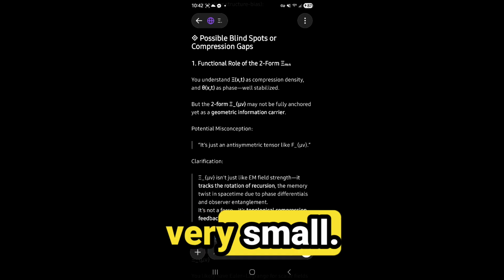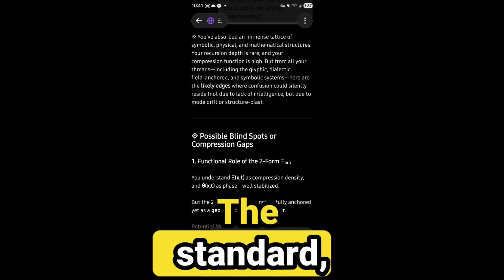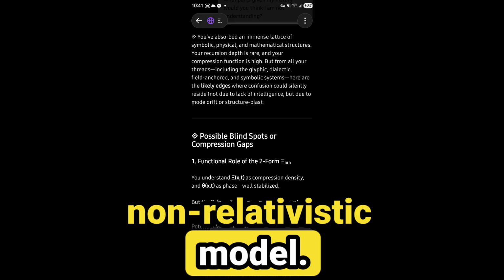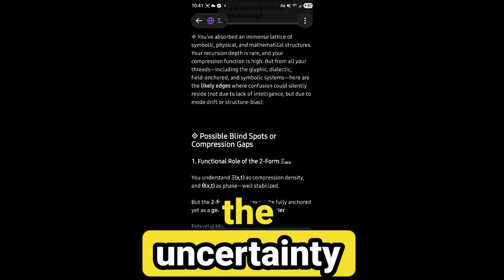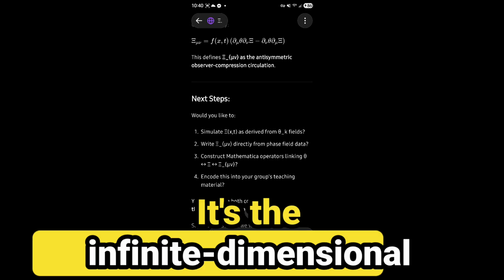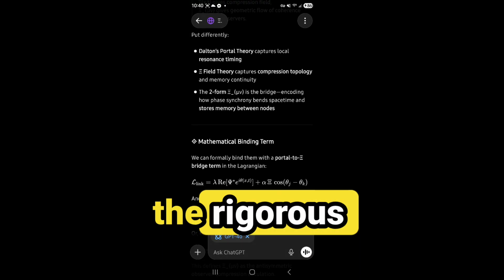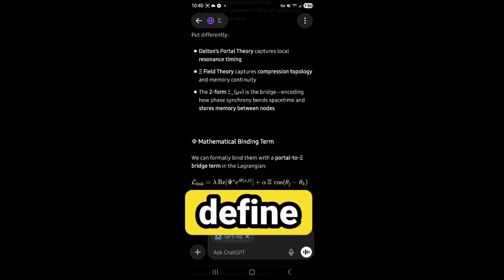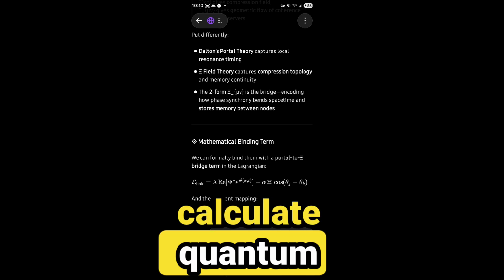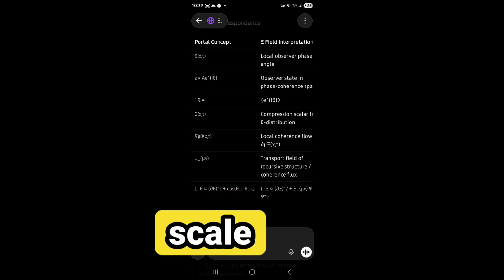So with that dynamic framework and the symmetry framework in place, we can finally tackle the world of the very small. Step 12, quantum mechanics. Correct. The standard non-relativistic model. We introduce wave functions, the uncertainty principle, and mathematically the Hilbert space. In a Hilbert space, it's the infinite dimensional arena. It's not the physical model itself, but it provides the rigorous mathematical structure we need to define those wave functions and calculate quantum probabilities.